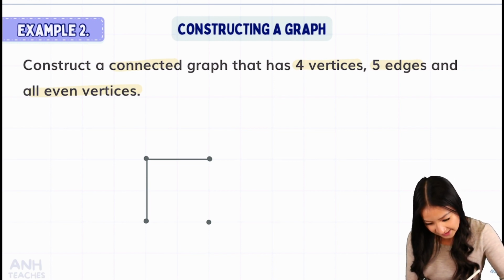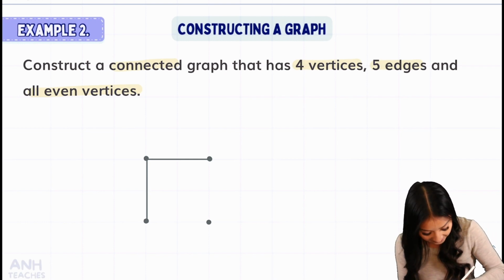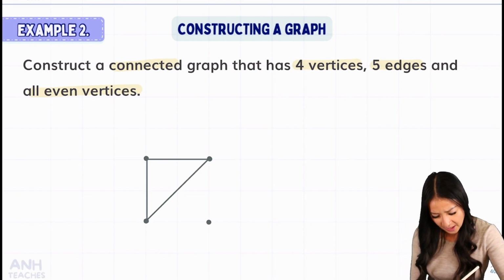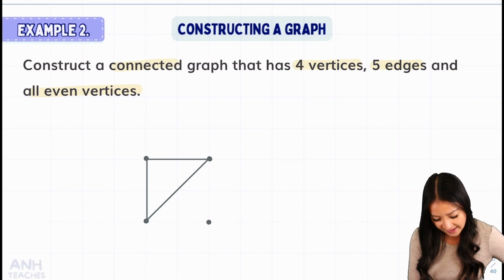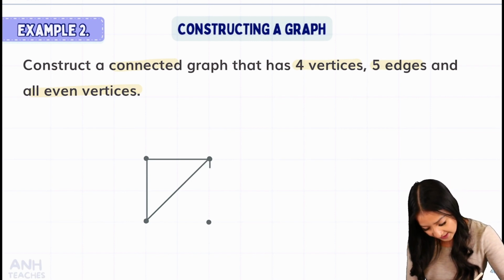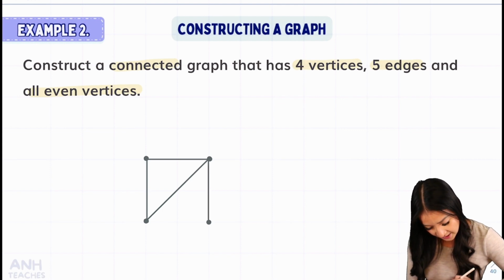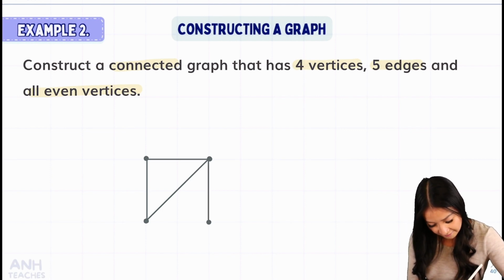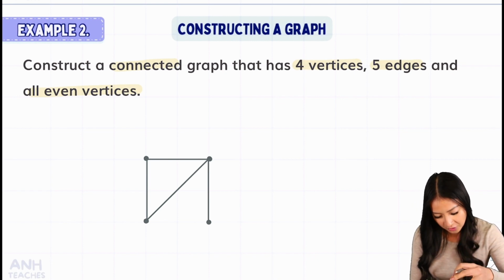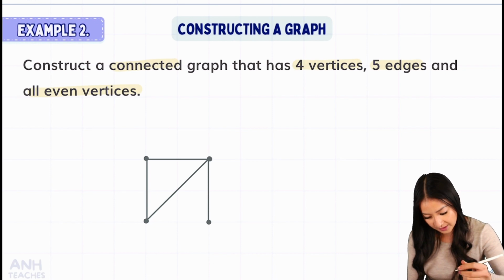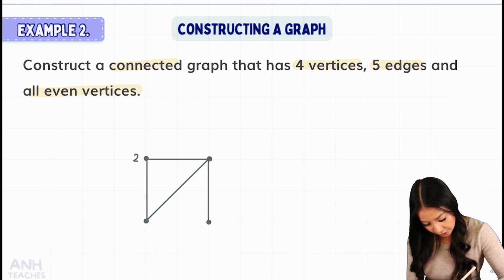And my vertex at the bottom here also has a degree of 1. So I'm going to add a line maybe this way. Currently, all 3 of my vertices have even degrees, but it's not connected yet. I'm going to add another edge here. 1, 2, 3, 4. Okay, I've got 4 edges. I only have 1 edge left, and currently the degrees of my vertices are 2, 2, 3, and 1.